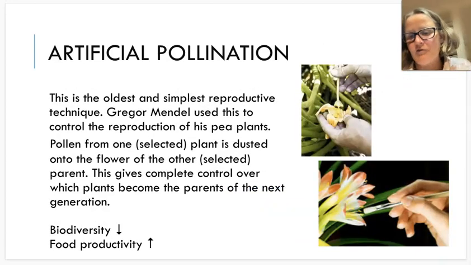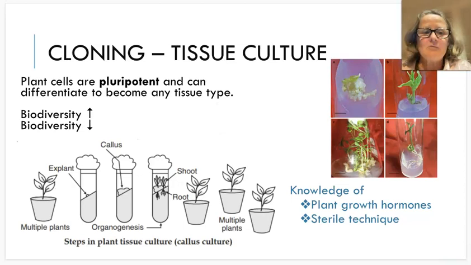Artificial pollination is kind of the flower equivalent. It's a very old technique. Gregor Mendel used it, and you just basically transfer pollen from a desired male plant onto a desired female plant. Again, biodiversity can go down, food productivity can go up. In fact, there are some crops like kiwi fruit which we can only really eat in large quantities because artificial pollination is the way that they are pollinated and make their fruit. And the last example we'll look at for this in sort of overview is cloning, and cloning by tissue culture.